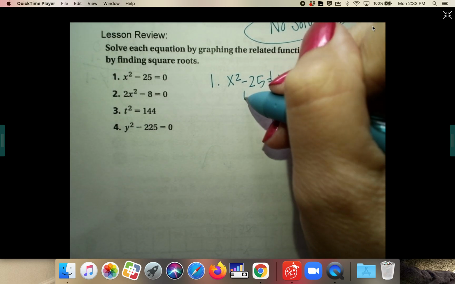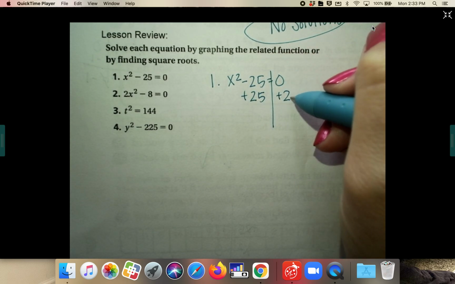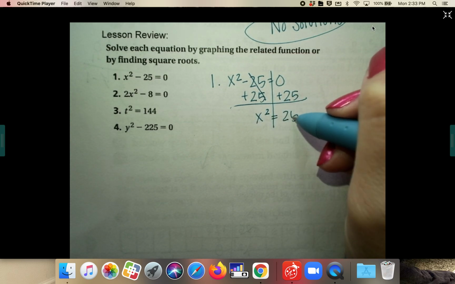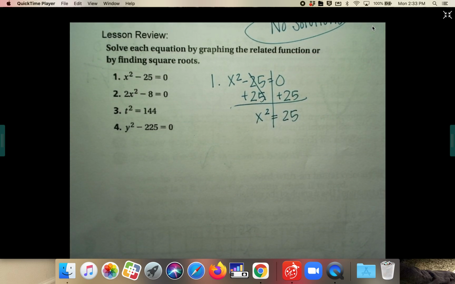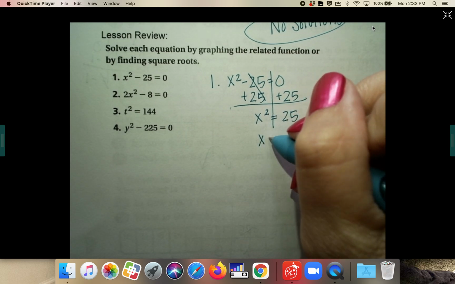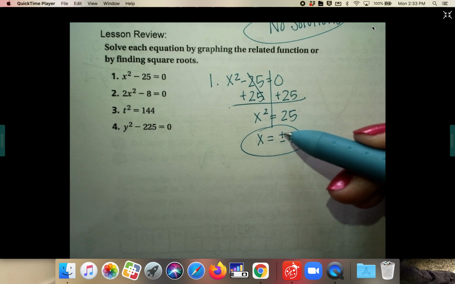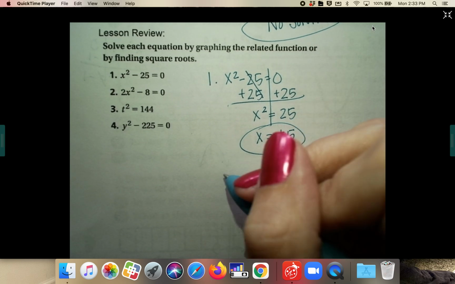So I would add 25 to both sides. X squared equals 25. The square root of 25 is 5, but it could be positive or negative 5. So be sure you have both positive and negative 5.